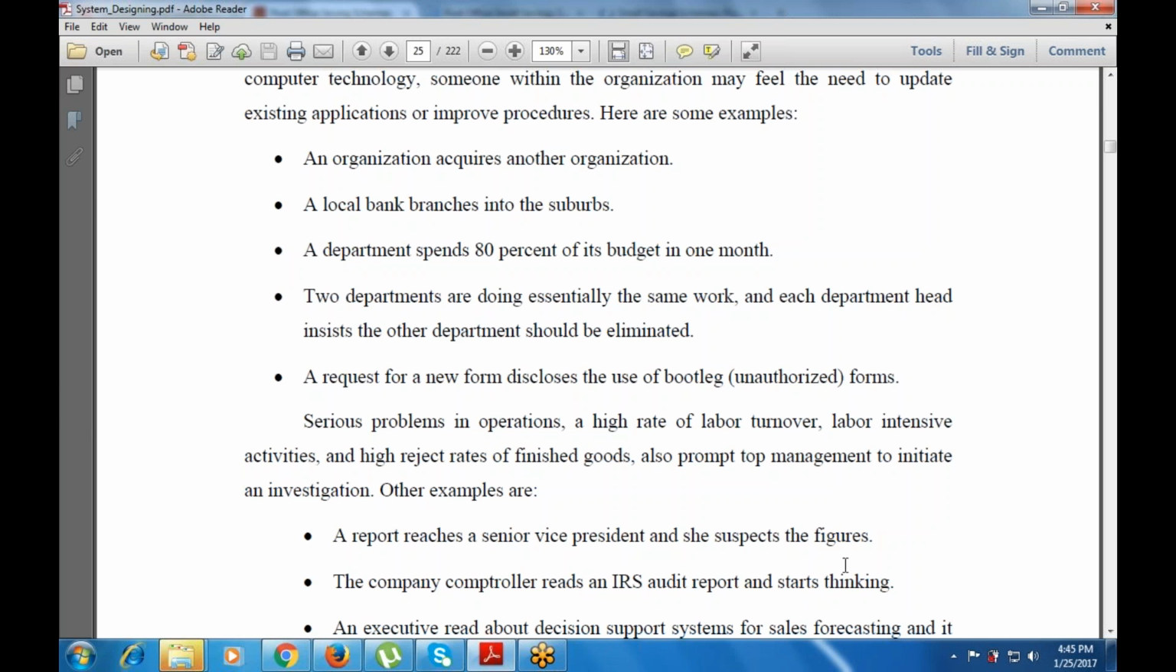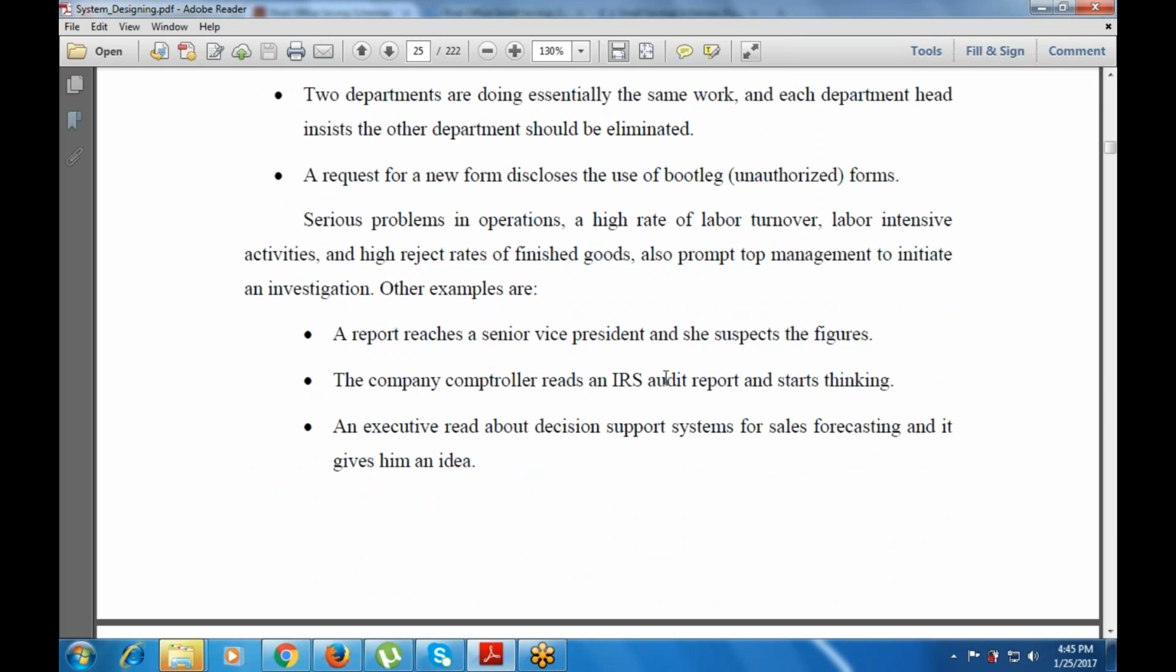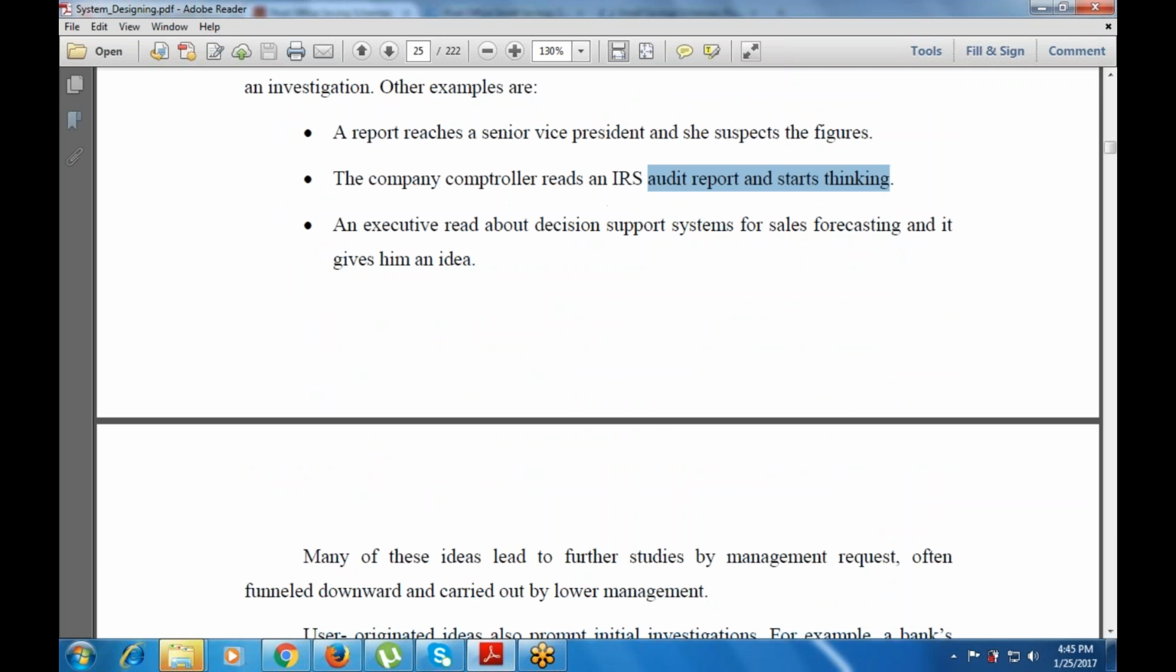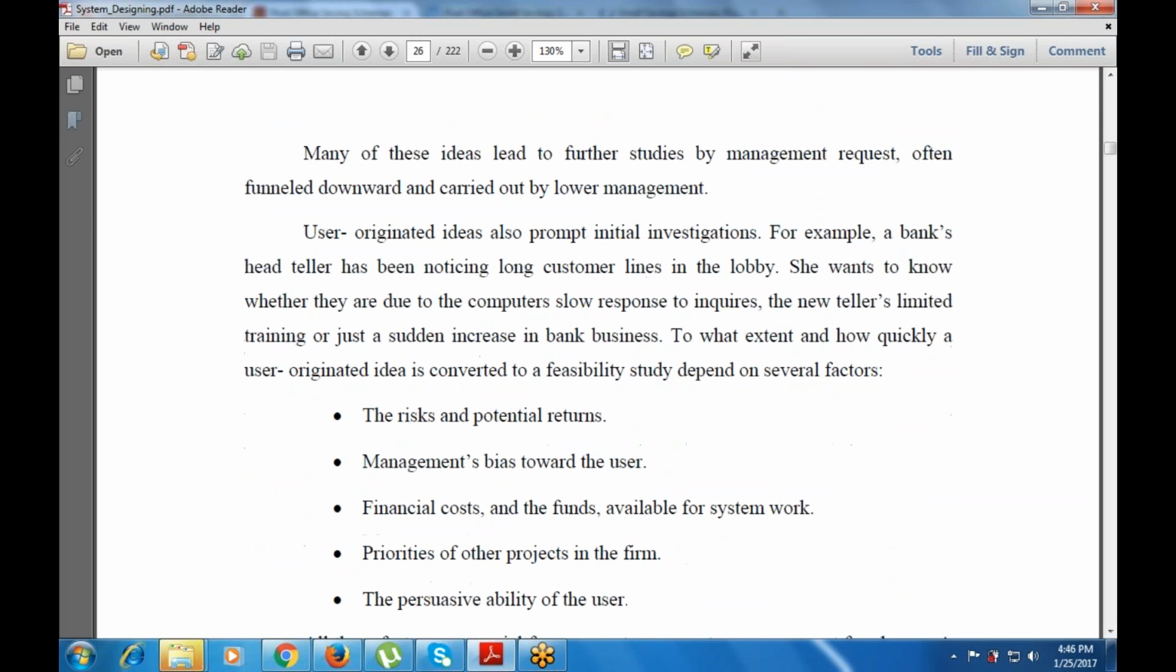Then there are the various management committees that investigate an organization. Other examples are reports: a senior vice president may suspect the figures, or a company controller may face an IRS audit report. Or an executive reads about a decision support system for sales forecasting, which also gives an idea.